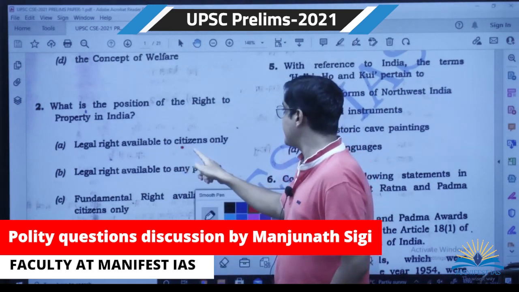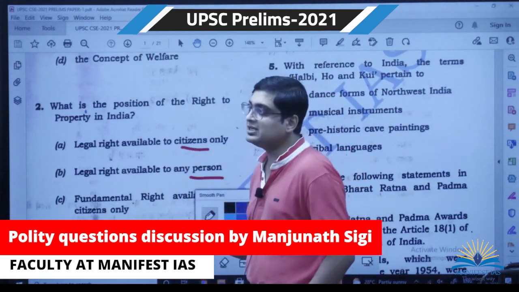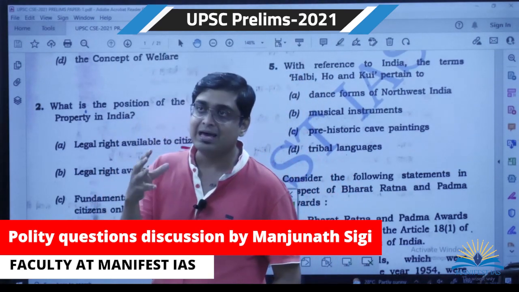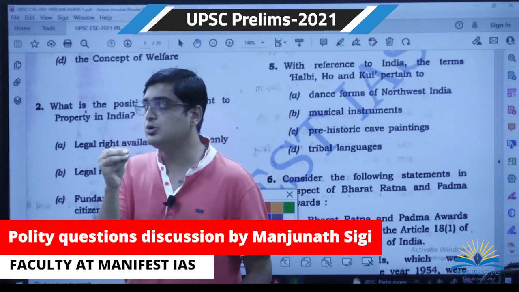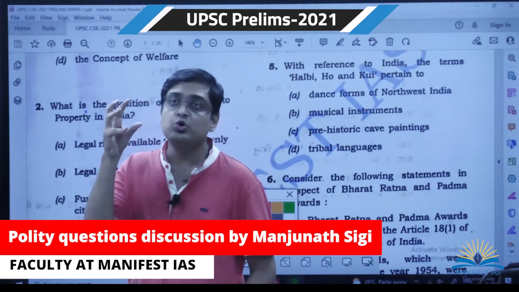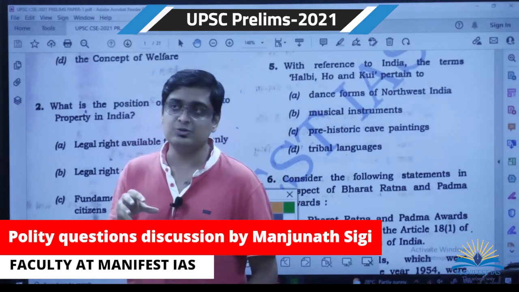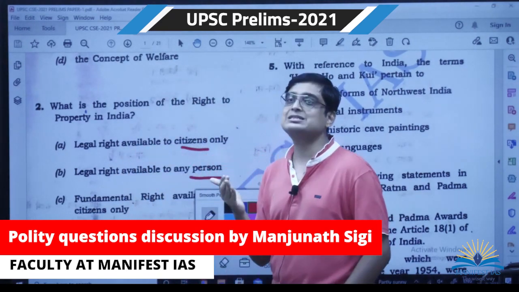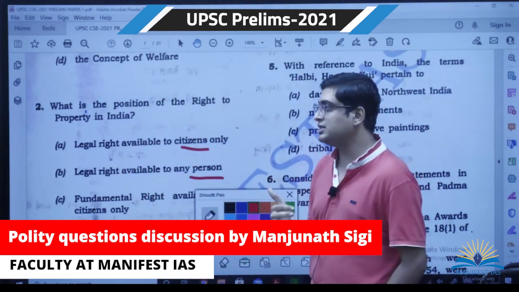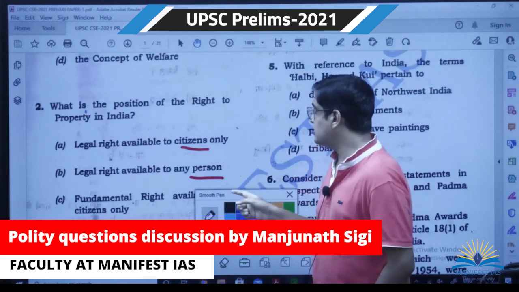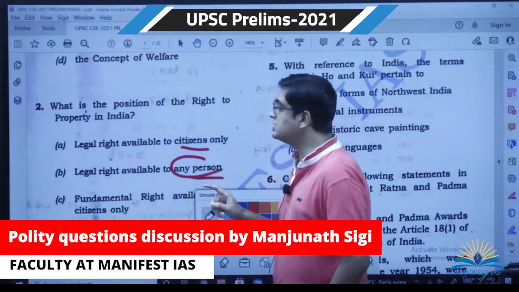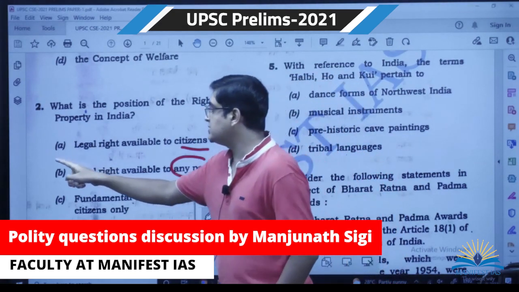Now the question is whether this legal right is meant only for the citizens or even for non-citizens, that is, the word person. If you look at the bare text, the bare act, you can clearly see that the words no person are used, not citizen. No person can be deprived of his property except by the procedure, except by law. So it is a legal right which is available to any person, not just to citizens. So the answer is B in this.